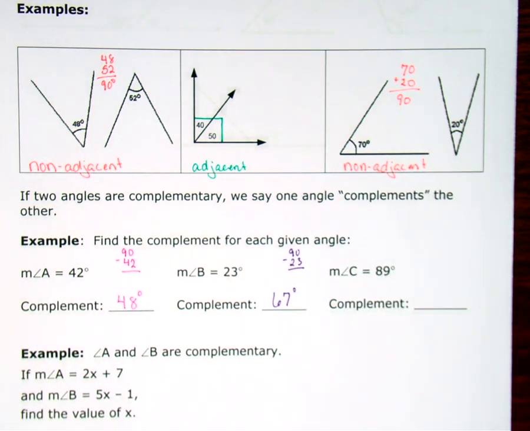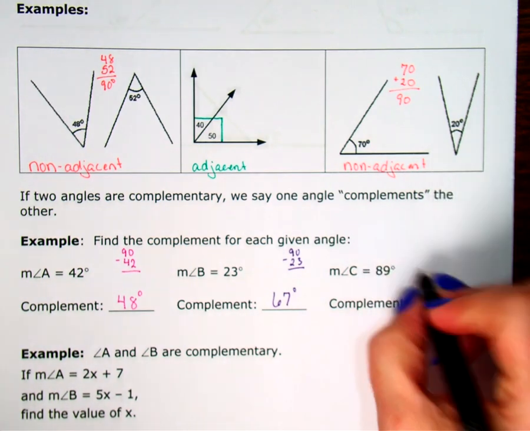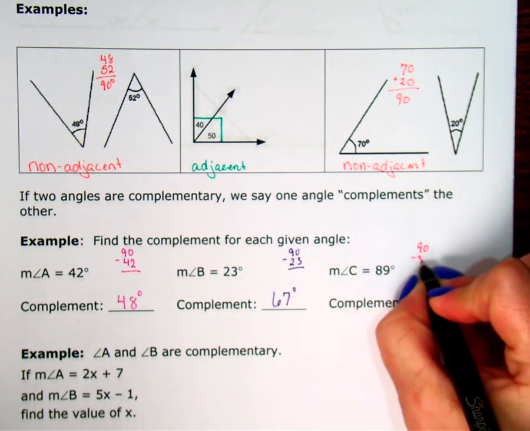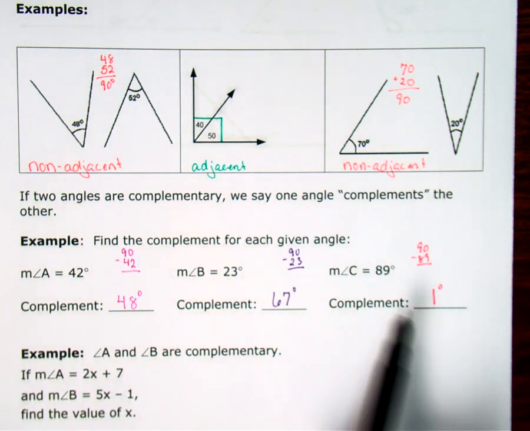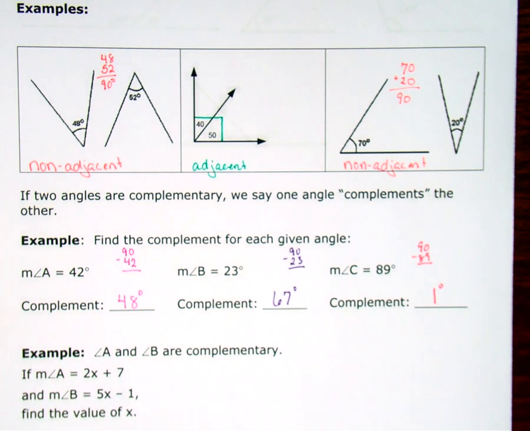Okay? And then the last one here, 89 degrees. So I'm going to do 90 minus 89, which is going to leave me with 1 degree. So 89 and 1 are complements. Okay?